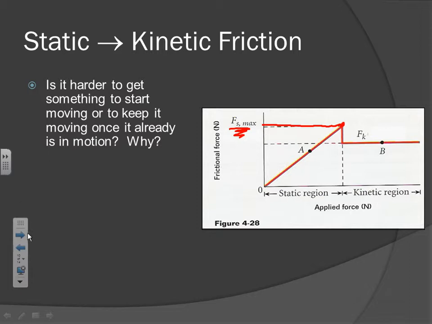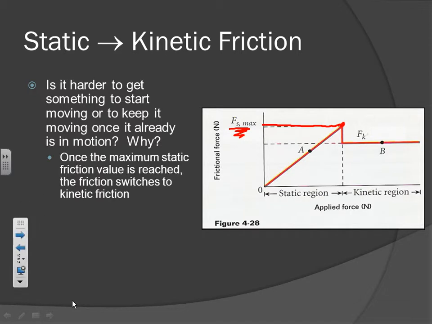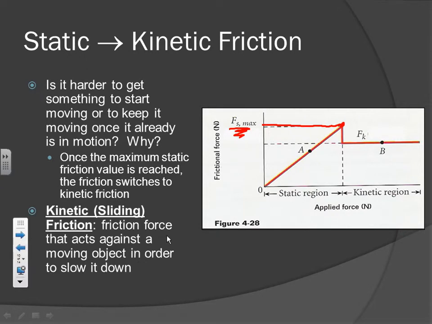Implying that it's motion, right? Once we reach the maximum static friction value, friction switches from static friction to kinetic friction, right? Kinetic friction is a frictional force that acts against a moving object in order to slow it down. Kinetic friction is generally what most people think of when we talk about friction.